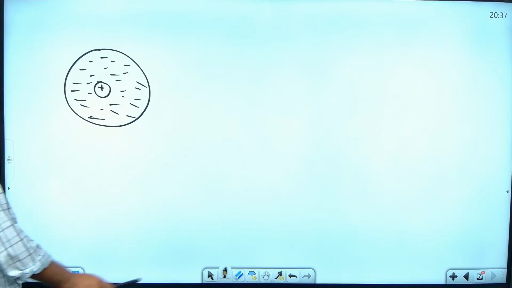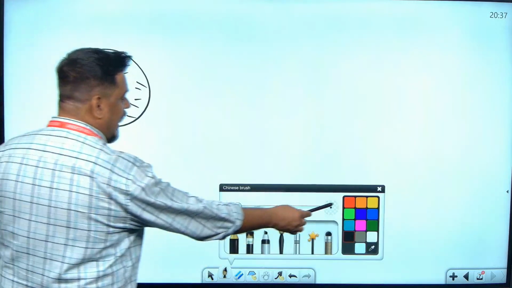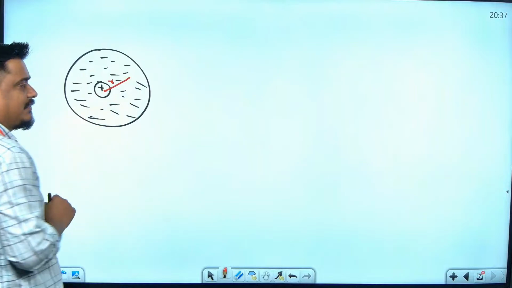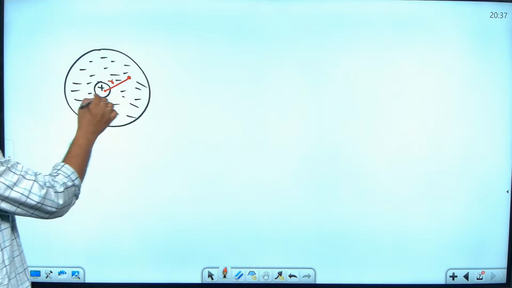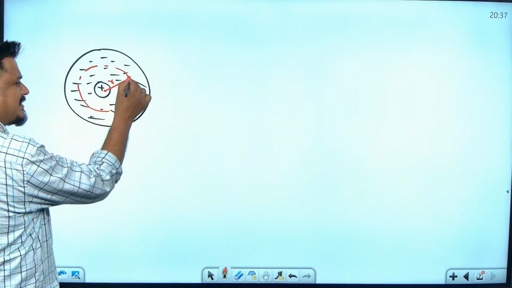What I am going to do, my aim is to find the electric field r distance away from the center. From here I am going r distance away, and I am going to find the electric field. For that I am going to use Gauss law. So first understand that if I am using Gauss law, I have to take a Gaussian surface, and how much charge it is enclosing I should know, right Shaktivel?